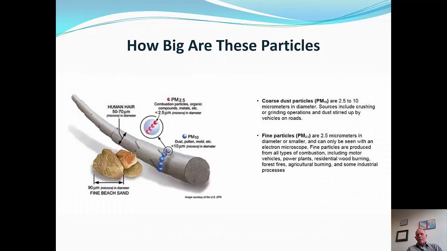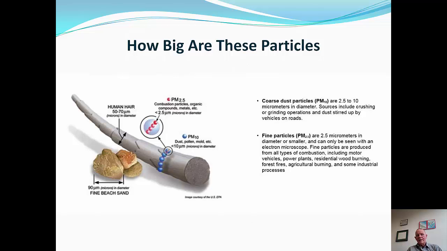So how big are these particles? Well, they're not very big. And this sort of puts it in perspective. There's a human hair, and within the cross-section of that human hair, or the diameter, you can place 5 particles that are diameter 10 microns. And within each one of those 10 micron particles, you could actually place 4 across the diameter of the PM2.5. So they're very, very small.